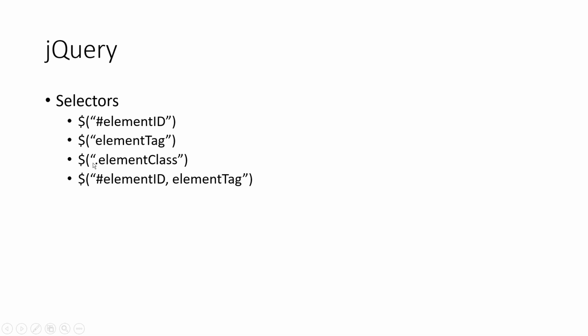Now, for the next one, notice that there's a period here. This period selects the class. So inside of a tag, you could specify a class style that you want for that element. Let's say you give it a tag of, I don't know, red, and the code for the class red is make the font red and make it bold.